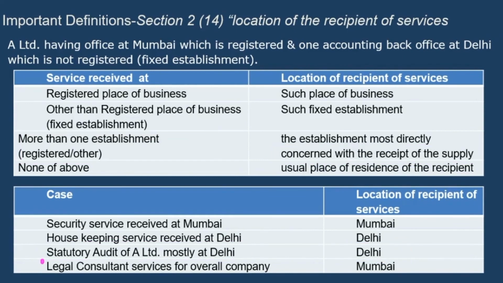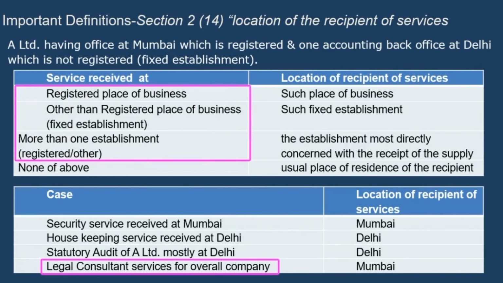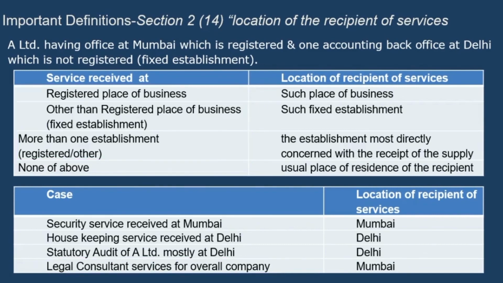Last one: legal consultancy services for the overall company. There might be some legal opinion or legal consultancy services hired for the entire company. So this legal valuation, we can say, of the company is to be carried out. It is not specific to one branch, Mumbai or Delhi. It is for the overall company. So this is not falling in any of the first three clauses: either at registered place, or other than registered place, or more than one establishment where one of the establishments is directly concerned. It is not falling in any of these.